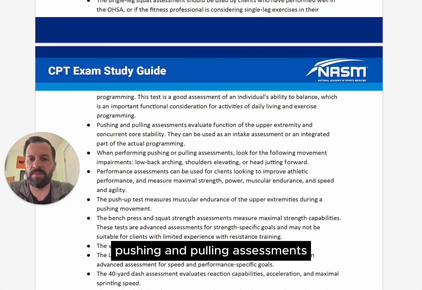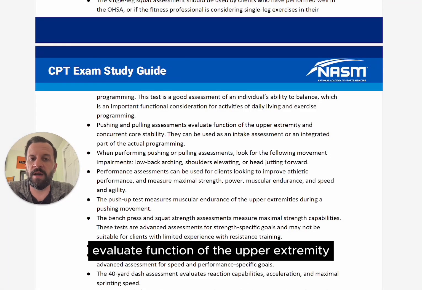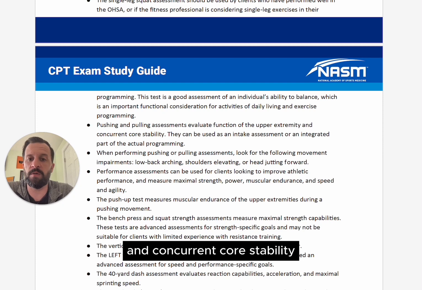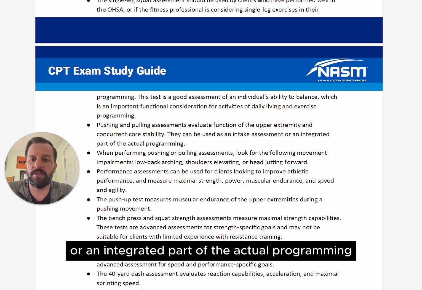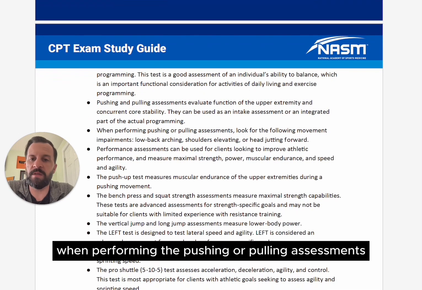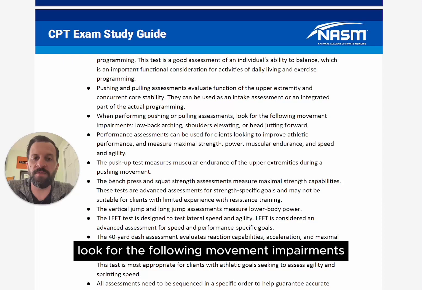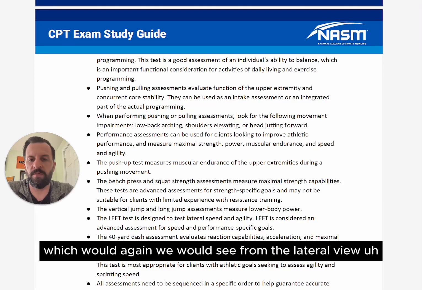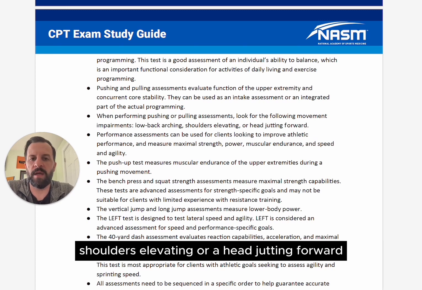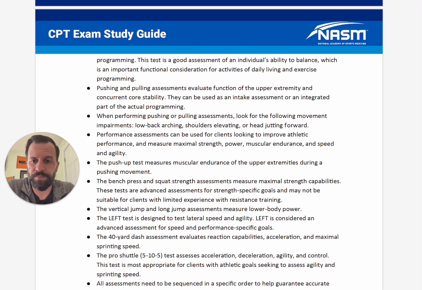Pushing and pulling assessments evaluate function of the upper extremity and concurrent core stability. They can be used as an intake assessment or an integrated part of the actual programming. When performing the pushing or pulling assessments, look for the following movement impairments: low back arching, which we would see from the lateral view, shoulders elevating, or a head jutting forward.